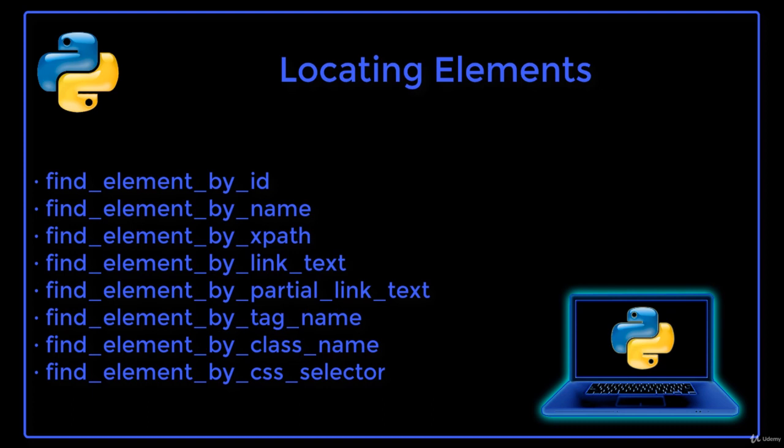Find element by link text allows us to search for an element based on the text in the anchor tag. Find element by partial link text lets us grab an element when we know part of its link text. Find element by tag name lets us locate an element using its tag name. Find element by class name enables us to locate an element via its class name. Find element by CSS selector lets us locate an element using CSS selector syntax.